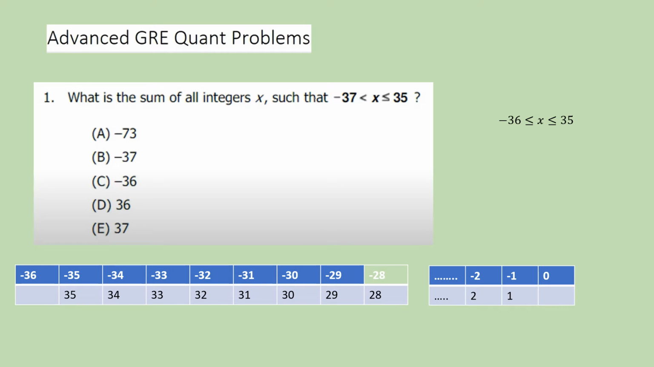So we can split this into groups, say negative 36 to negative 1, and then 0 to 35. When I sum it up, the values negative 35 and positive 35, negative 34 and positive 34, etc. all cancel out, and I'm left with just 0 and negative 36. So when I add them up, I get negative 36, and hence my answer is C.